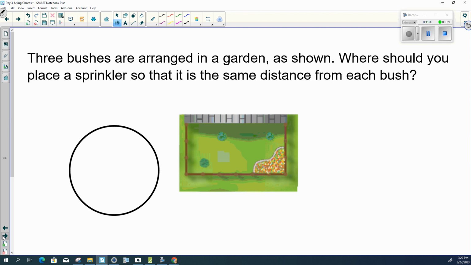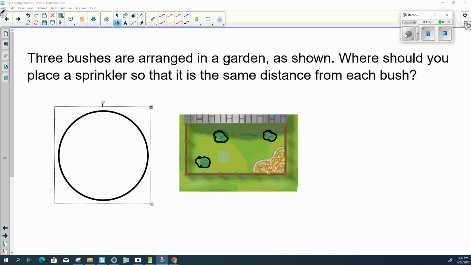Three bushes are arranged in a garden as shown. So for those of you in the back, hopefully you can see these. That's not any better. One bush, two bushes, three bushes. Where should you place the sprinklers with the same distance from each bush? Good question.